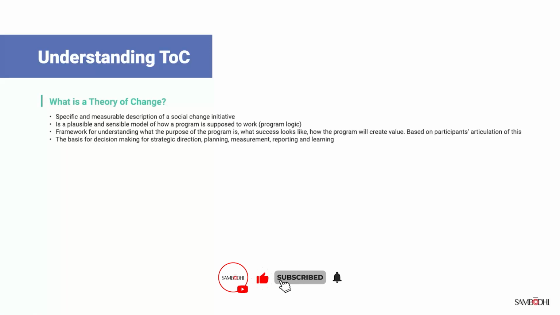Let us now understand how a theory of change can be applied. But first, what is a theory of change? As a specific and measurable description of a social change initiative, theory of change is a framework for understanding what the program's purpose is, what success looks like, and how the program will create value. It is the basis for decision making for strategic direction, planning, measurement, reporting, and learning.